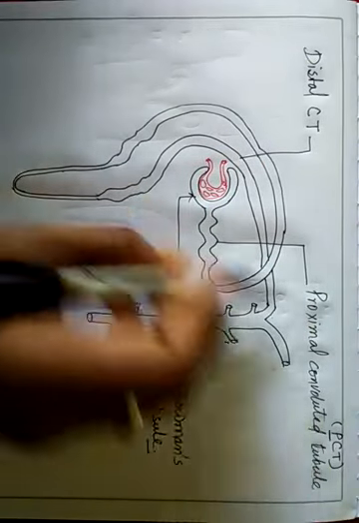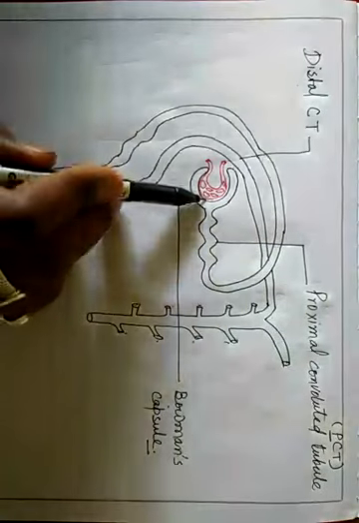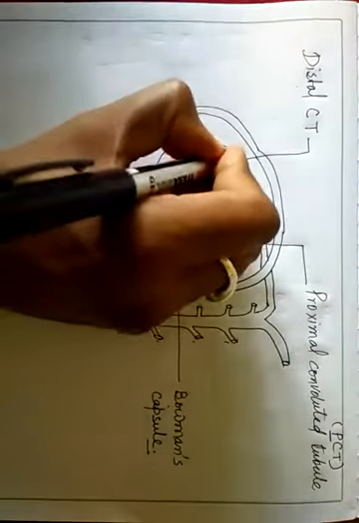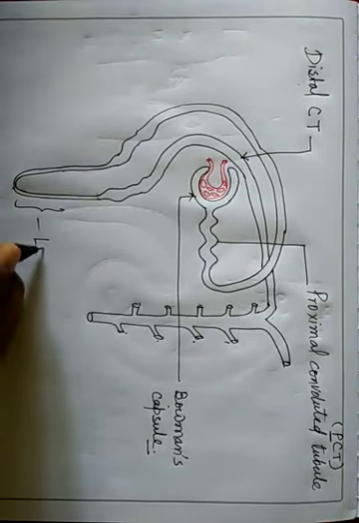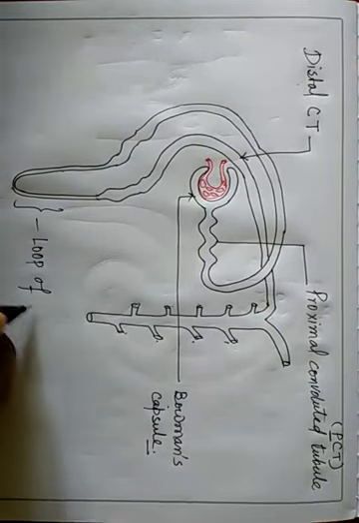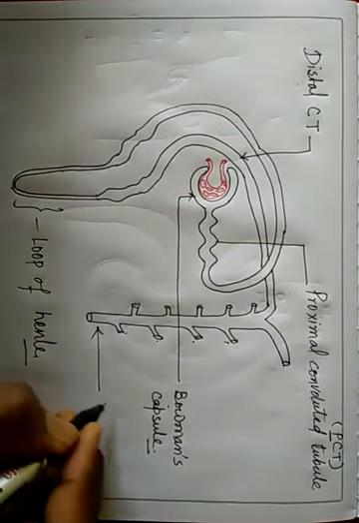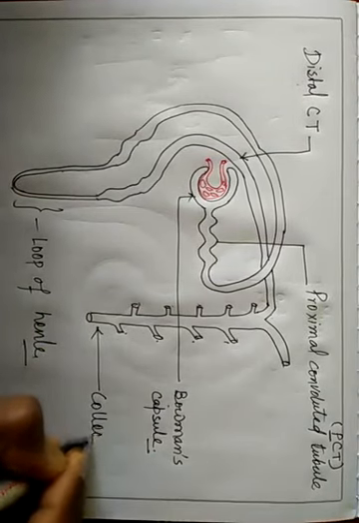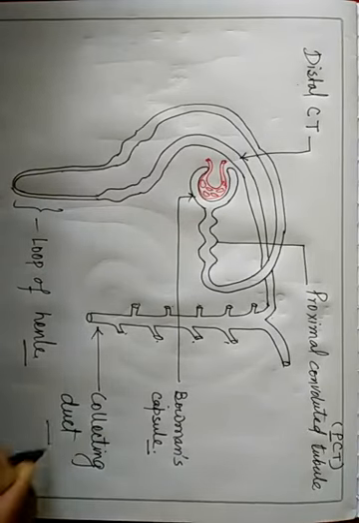Proximal means nearby, nearby to what? So near to Bowman's capsule. Distal means far, so far from what? Far from Bowman's capsule. Clear? That's why the name is given like this. Clear? And this is the loop of Henle. Henle was again a scientist, he had discovered it. And this is the collecting duct.